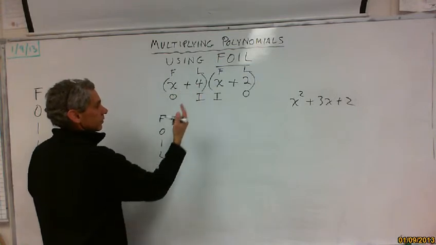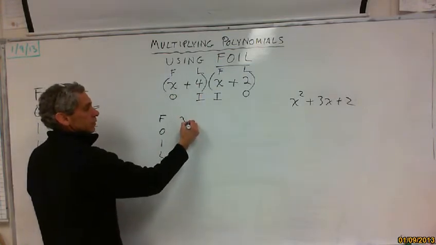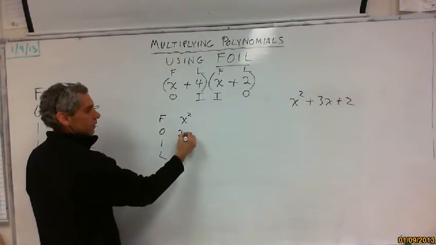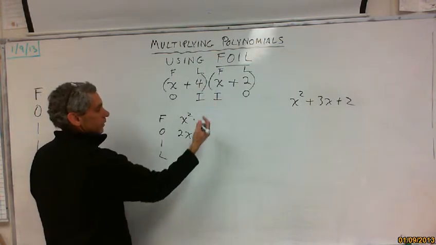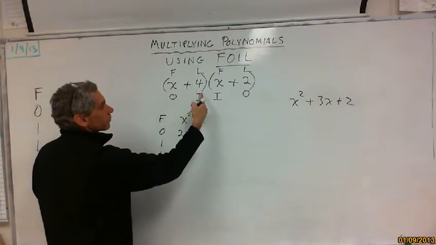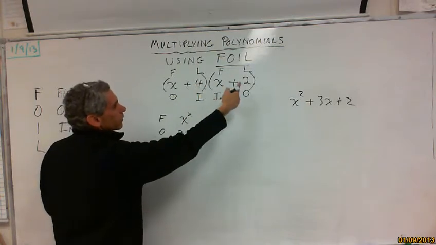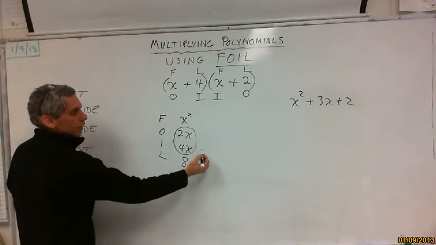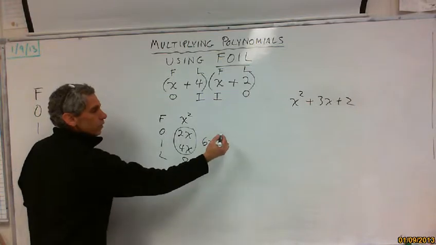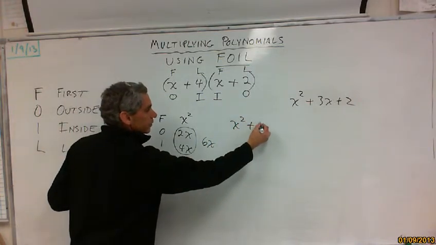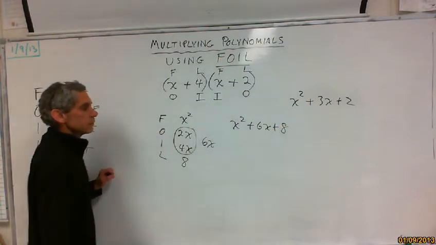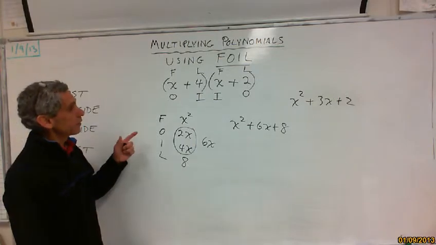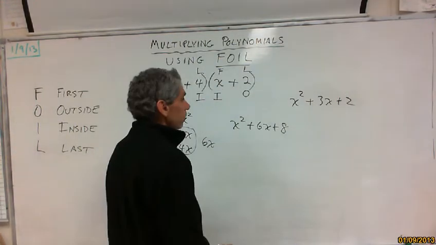First, x times x is x squared. Outside, x times 2 is 2x. Inside, 4 times x is 4x. And last, 4 times 2 is 8. Now notice these two can be combined to what? 6x. So my final answer is x squared plus 6x plus 8. Right? That's pretty cool. Isn't that cool? Eventually you'll start doing it differently, so let's do another one. We'll do it horizontally.